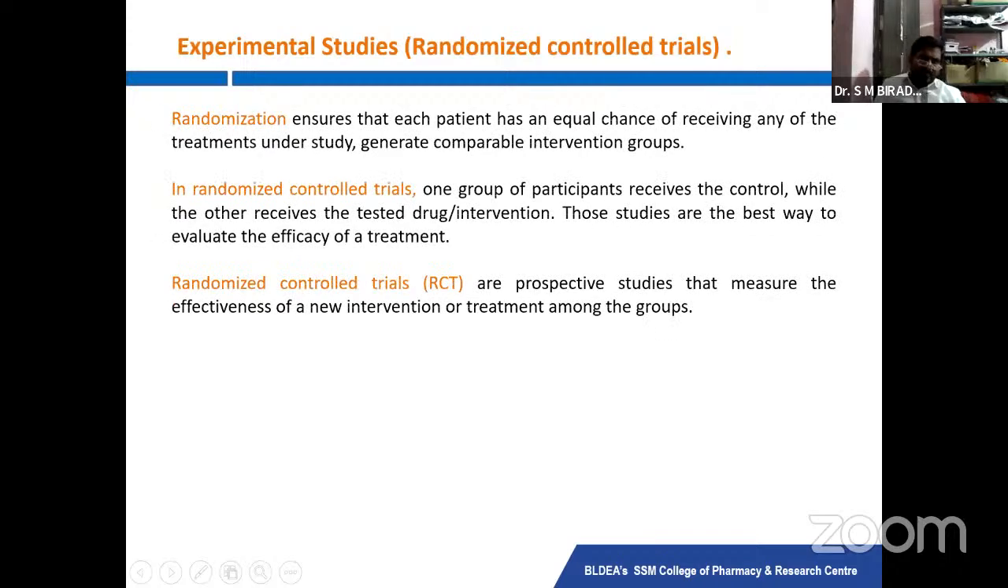In the first classification of clinical study designs, we have seen that they are analytical and experimental. In the experimental, we have seen that some intervention is required. This experimental design is again divided into randomized and non-randomized studies. What happens in a randomized study? Most of the time, in a randomized study, we ensure that each patient has an equal opportunity or chance to receive any kind of treatment under the study, and generate comparable intervention groups.